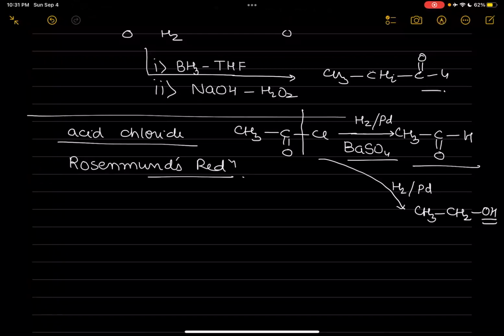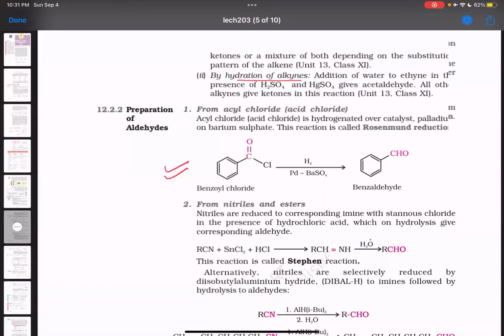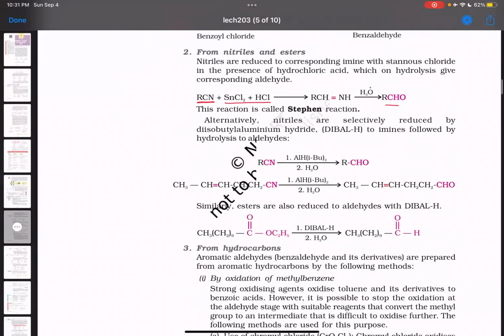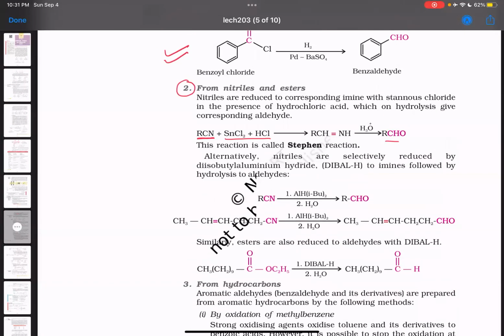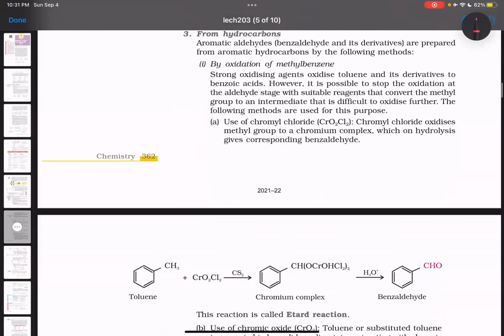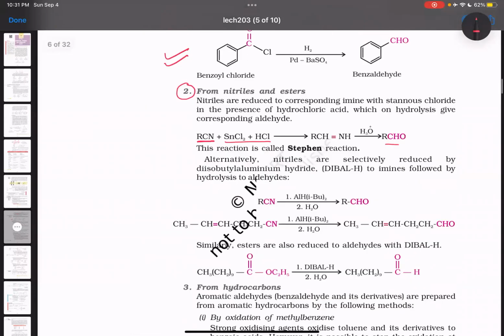Is it clear? So this is Rosenmund reduction, and there is preparation from CN also. This is partial reduction of nitrile, the CN group, to aldehyde. You can just read it. We can discuss it next time, as today we are running out of time. So you can just go through it. This is from your NCERT book. I will explain the details and we can cover it next time and complete it.